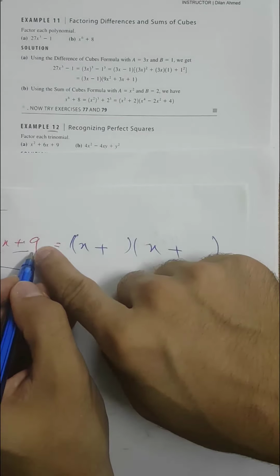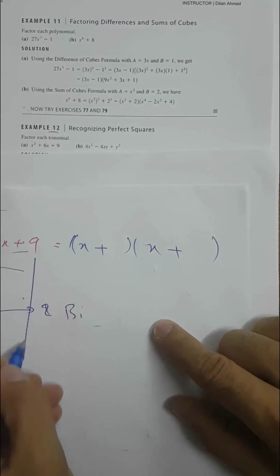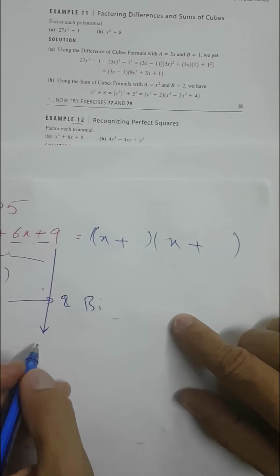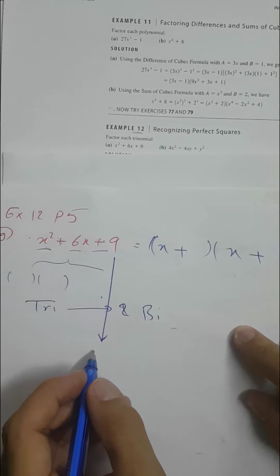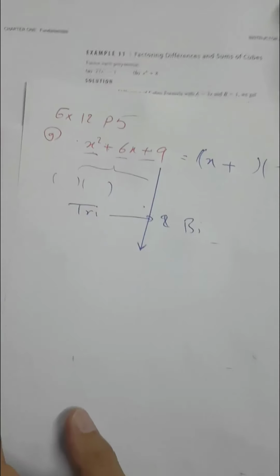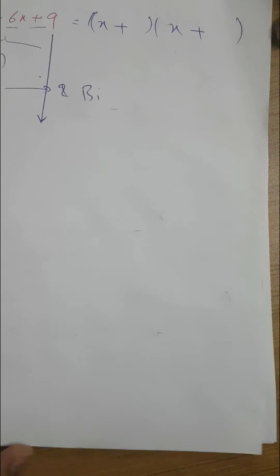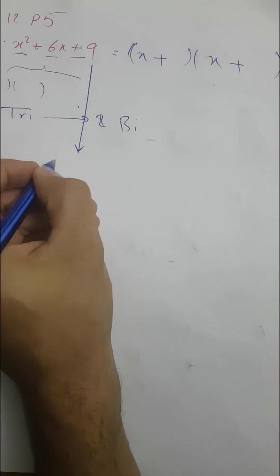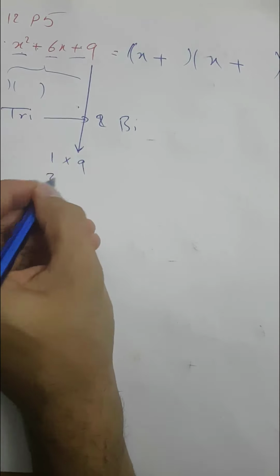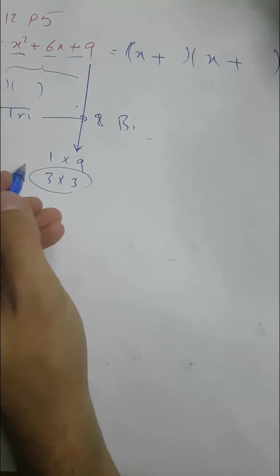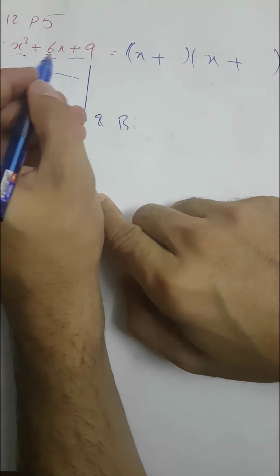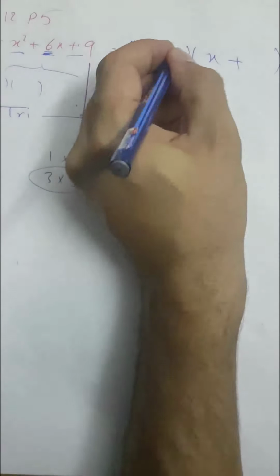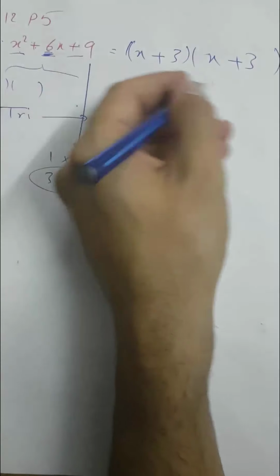Now I have 9. So I have 9. How we factor 9? We can say we have 9 by 9 is equal to 1 by 9 or 3 by 3, right? So I need something, the addition between them is equal to 6. So I'll choose 3 by 3. So I got this one.